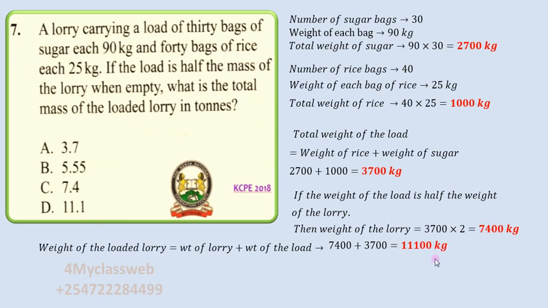Now, this weight has to be converted to tons because the question requires the candidate to give the weight of the loaded lorry in tons. So the candidate is supposed to remember that 1,000 kilograms is equivalent to 1 ton, and therefore take the total weight of the loaded lorry and divide it by 1,000 to get 11.1 tons. And therefore the candidate was supposed to get choice D as the answer, that is 11.1 tons.